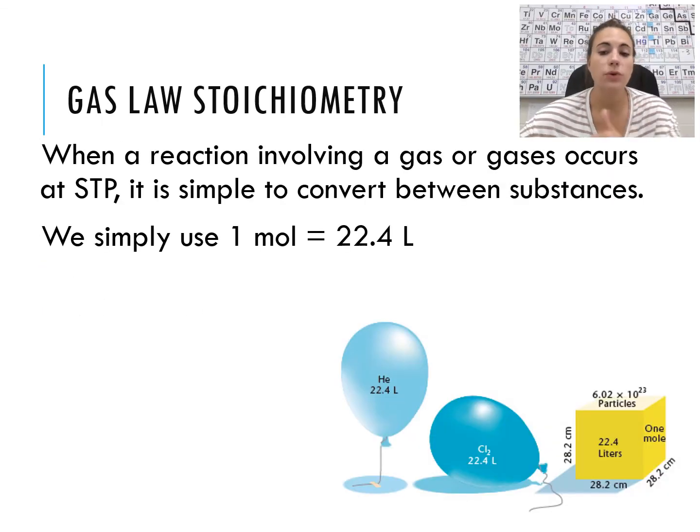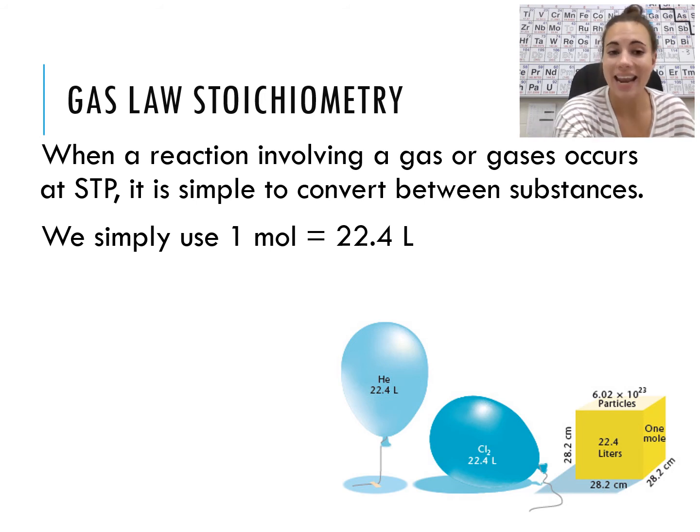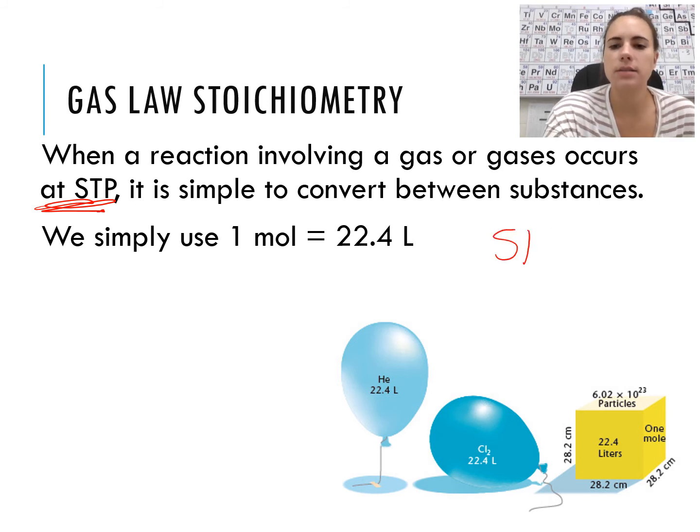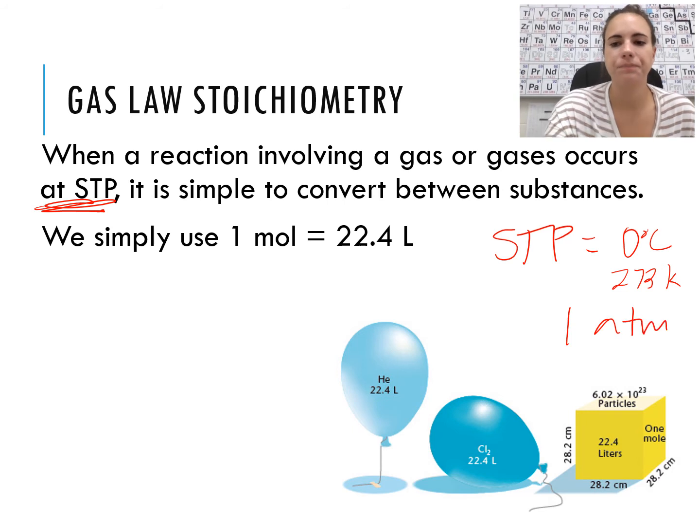Okay, so if we remember back when we first reviewed mole conversions, we learned that at STP, and only at STP, 1 mole is equal to 22.4 liters. Well, if you remember, STP is standard temperature and pressure. It's 0 degrees Celsius, not Kelvin, because then we would be at absolute 0. So 0 degrees Celsius, which is 273 Kelvin, and 1 atmosphere.